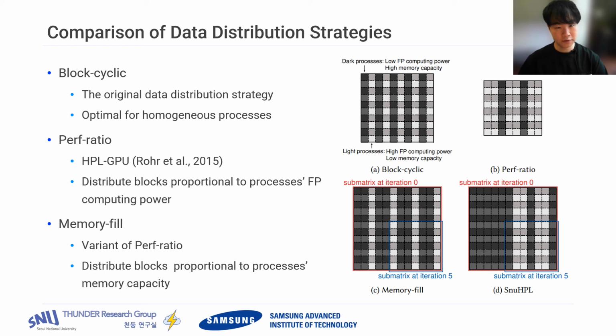SnuHPL's data distribution also fully exploits each process's memory capacity. Each process column gets the same number of column blocks as the memory fill strategy, but the difference is the order of process columns that appear in the block distribution. Unlike memory fill, block columns at the beginning are distributed only to the dark process columns. So the workload gets more balanced as the LU factorization progresses. Then, after the size of the submatrix becomes proportional to the computing power of each process, the distribution of the later iterations becomes similar to perf ratio. Such data distribution of SnuHPL benefits from the large HPL problem size, while at the same time minimizing the performance loss from the workload imbalance.